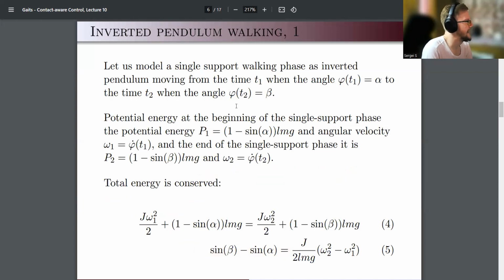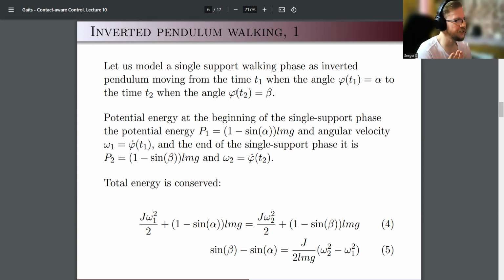Now, let us model a single support working as an inverted pendulum, moving from time t1, when the angle of the robot phi of t1 is equal to alpha, to the time t2, when the angle phi of t2 is equal to beta. Okay? So a walking robot will be modeled as an inverted pendulum.